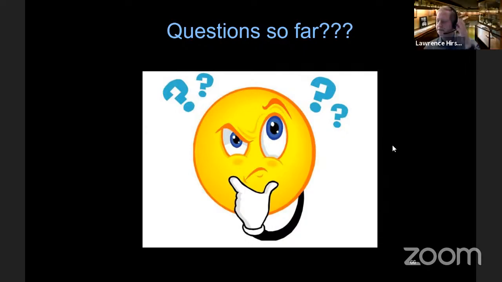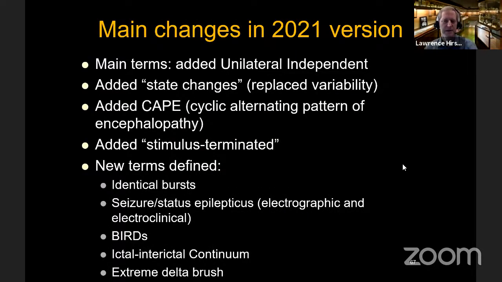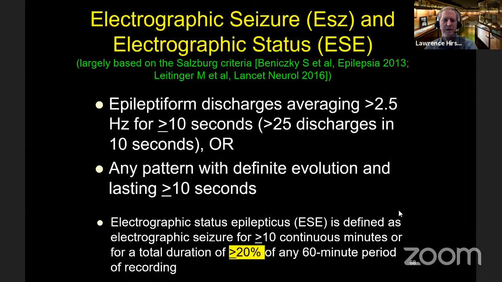All right, let me move on to some of the other new things and we'll get back to questions. So these are the main changes in the new version. We added unilateral independent. That's the only change to the main terms. We got rid of the term variability. Nobody knew what it meant or how it related to reactivity and state changes. We just got rid of it, and now we added state changes instead. We added this CAPE that we talked about. We added stimulus terminated. We added the identical bursts. And then these other things that we'll talk about now are newly defined in the 2021 version.